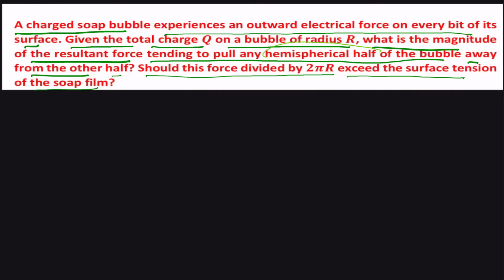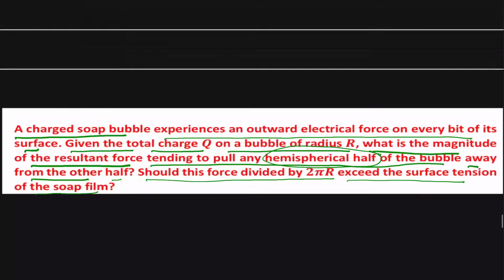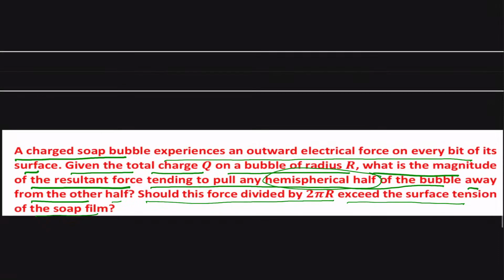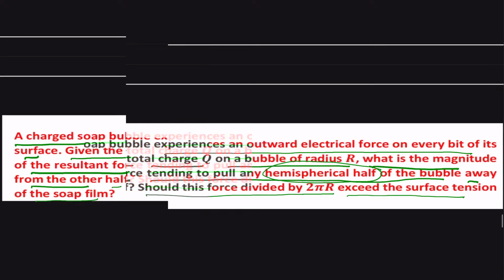Okay, this is a little bit tricky here. The force is being asked on the hemispherical half of the bubble. So we will deal with that in the last part. It is a little bit tricky, so we can use the concept that if you pull from both ends with a 10 Newton force, the total resultant will be a different result. It's not that simple.